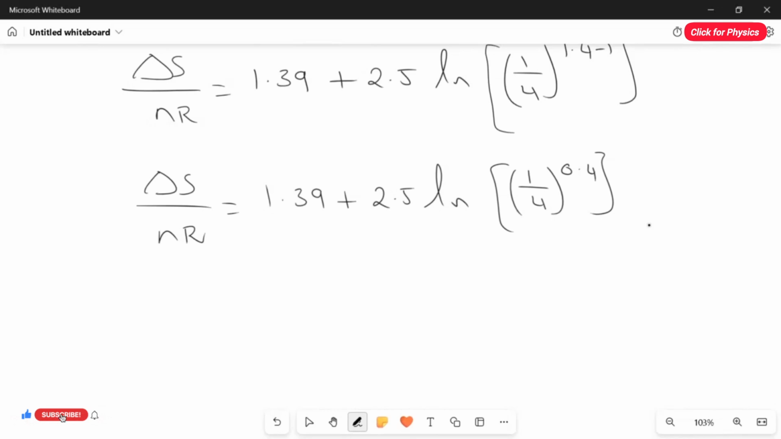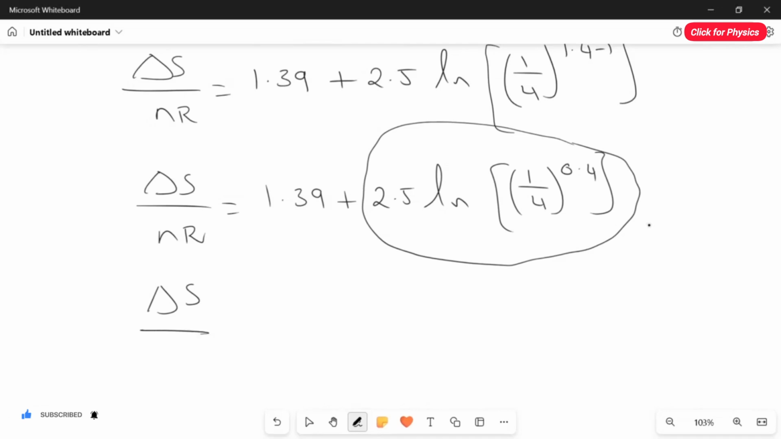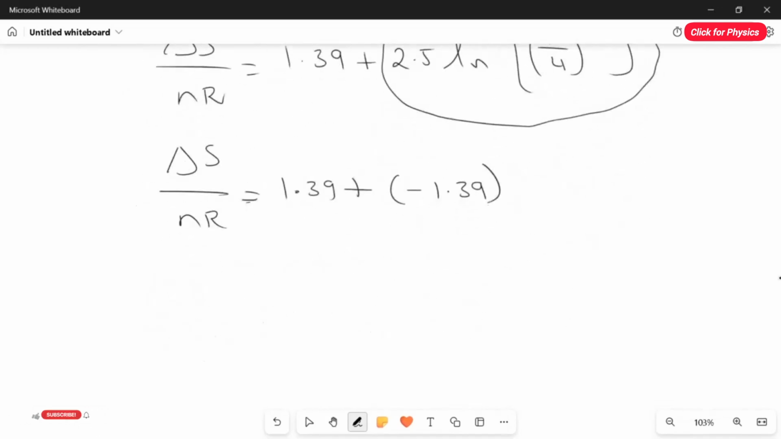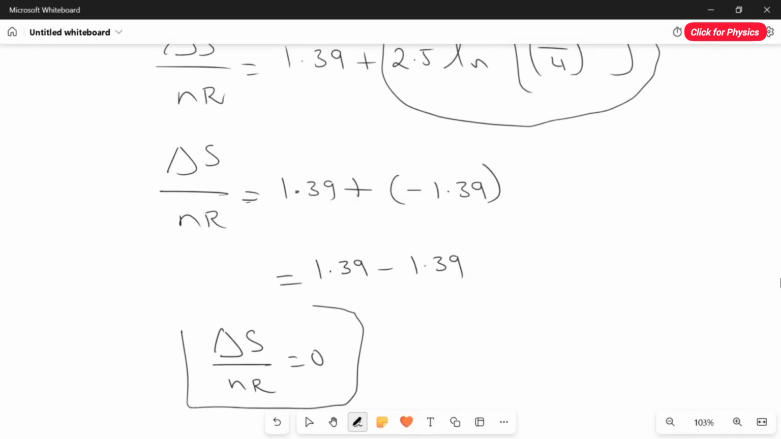When you use your calculator for this part, the first part is 1.39, plus, for the second part, you get minus 1.39. So we get 1.39 minus 1.39. We get the answer for the last part of this question: delta S over nR is equal to 0. Clear? So this is the answer for this question.